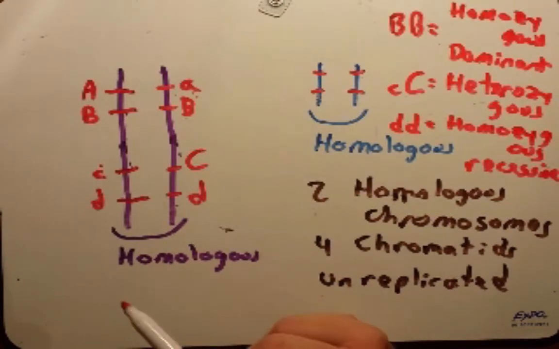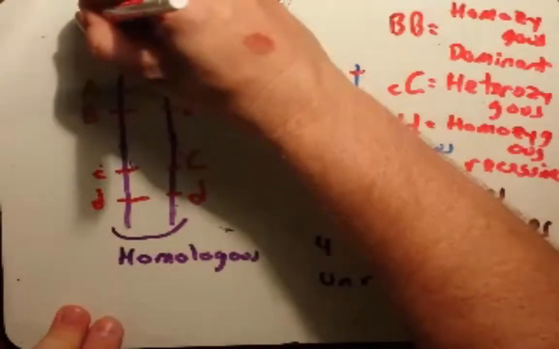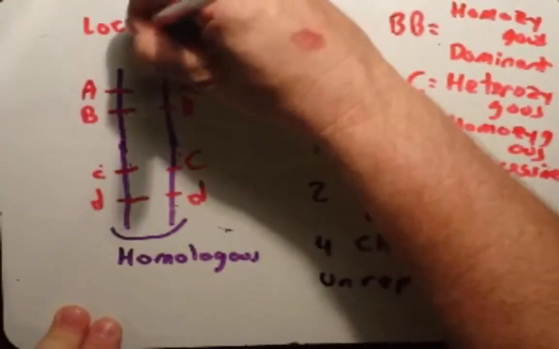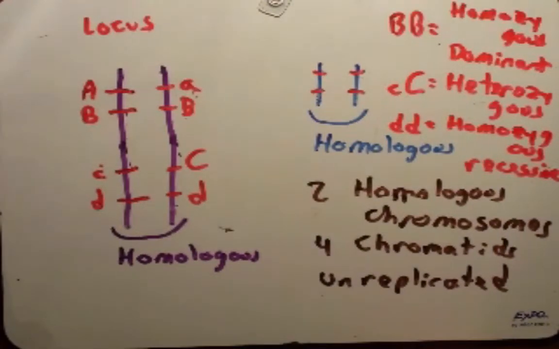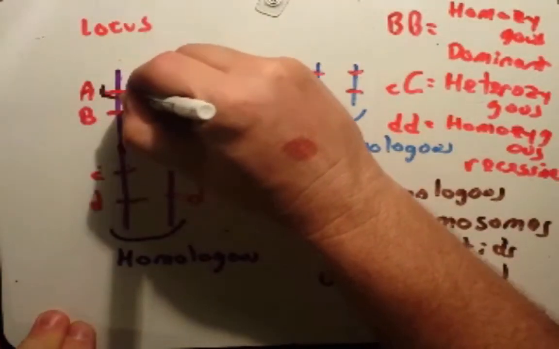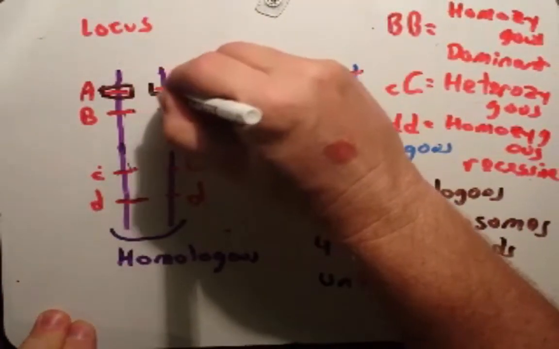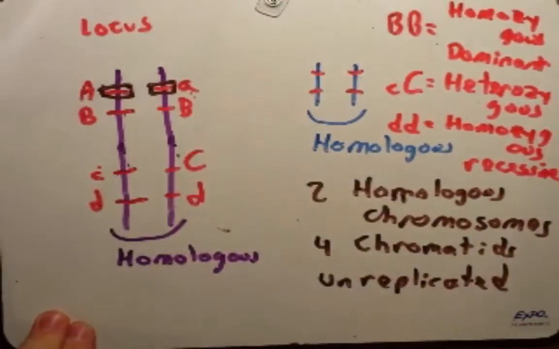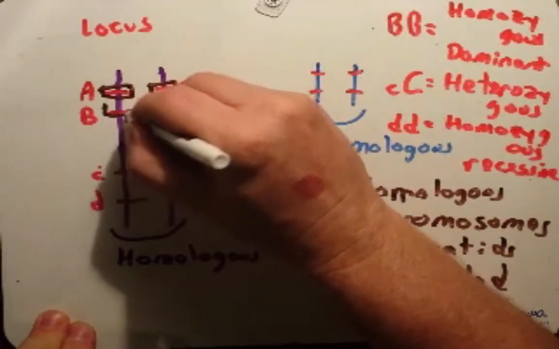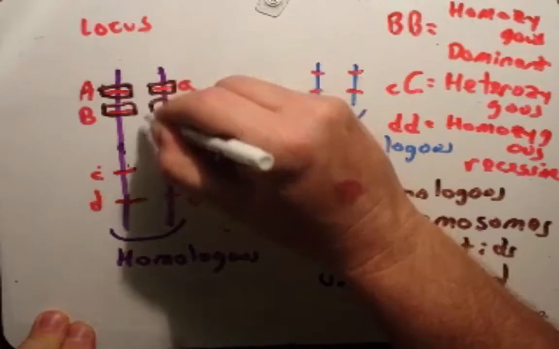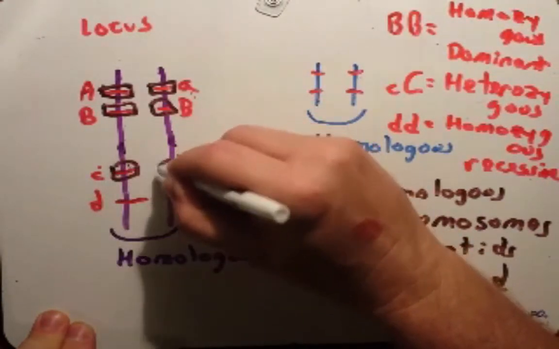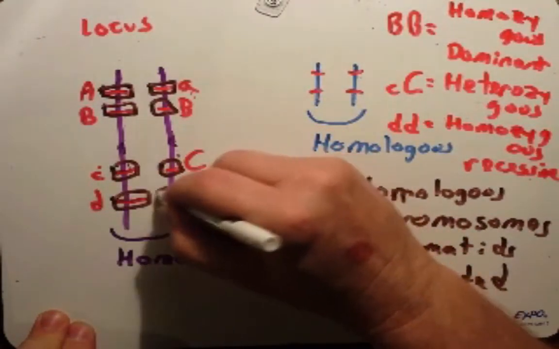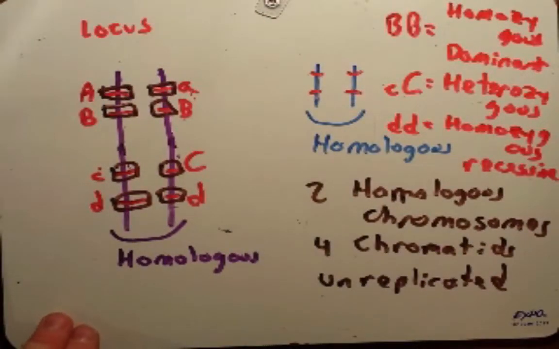Another thing we should point out is the term locus. Locus is just the physical space that the gene resides. So the locus for gene A is right here on this chromosome 1, on both of the homologous pairs. So that would be the locus for gene A, this position on the chromosome. The locus for gene B would be this position on the chromosome, and so forth as you move down through gene D. It's just the physical location of that gene.